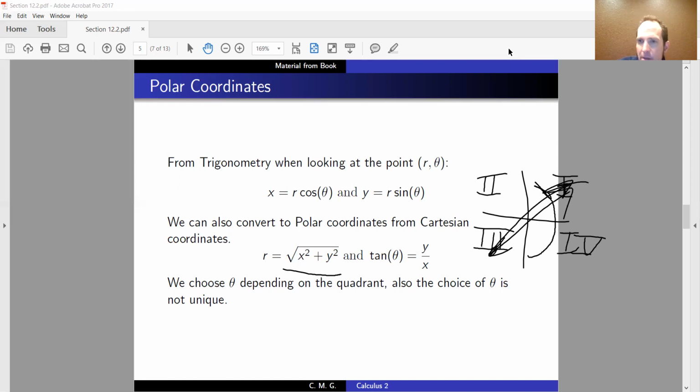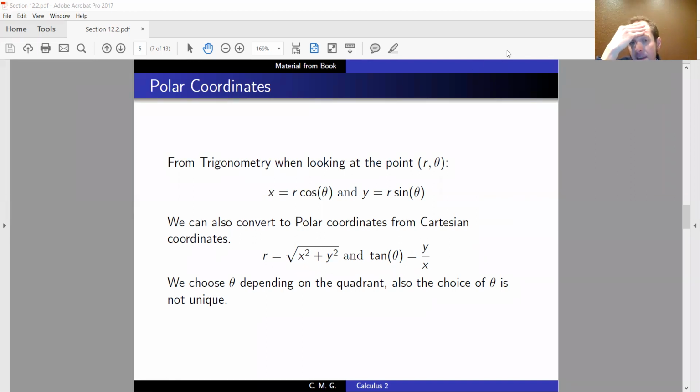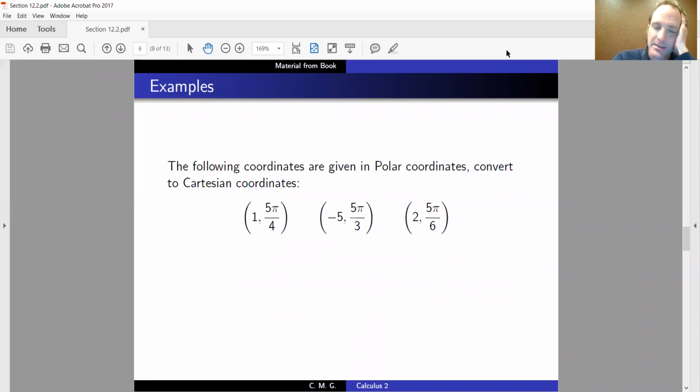Okay, so we have a couple of hiccups here at the end. Choosing theta depends on the quadrant, and it's not unique. In particular, that r could be negative, and that's okay. We just choose the theta that's in the opposite quadrant of what I actually want, to find the point that I want. So let's do an example here.